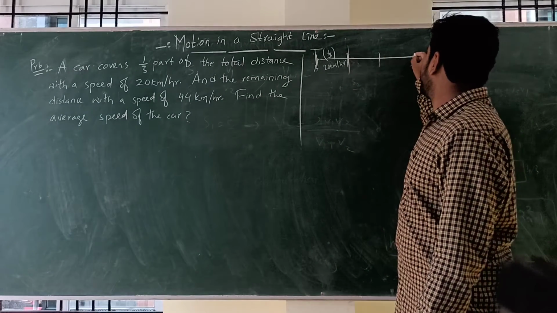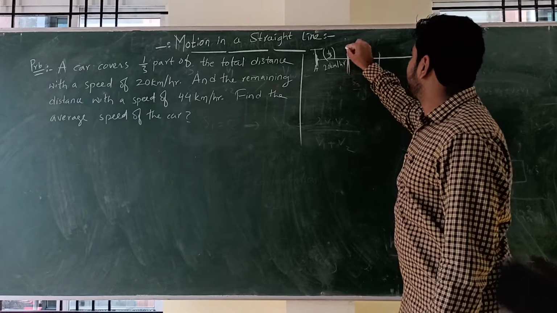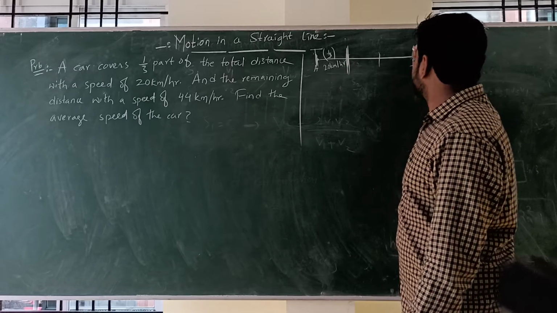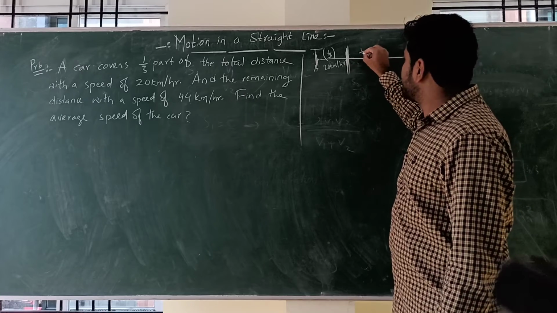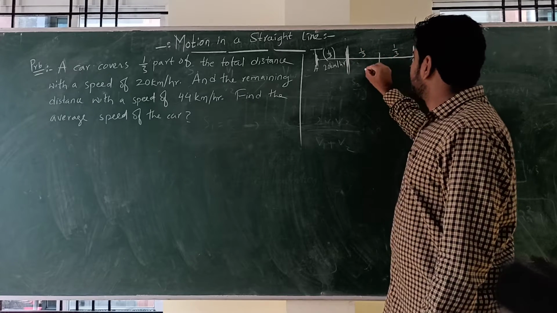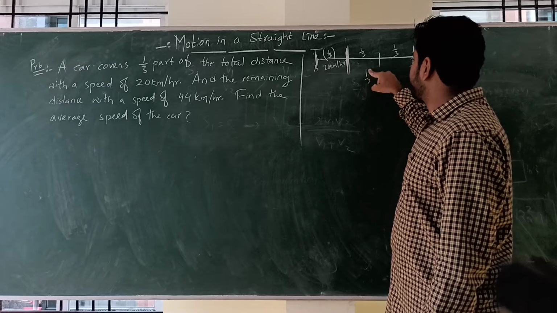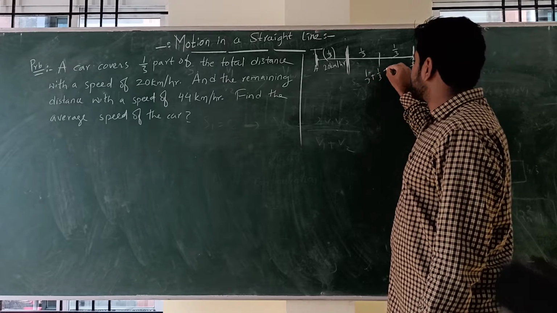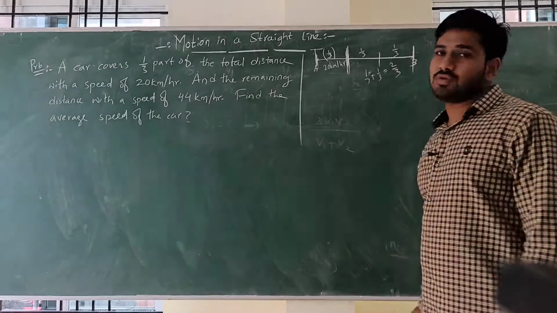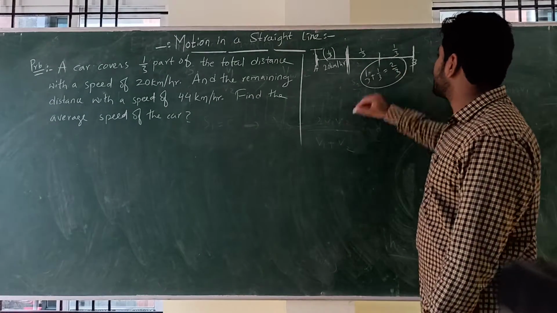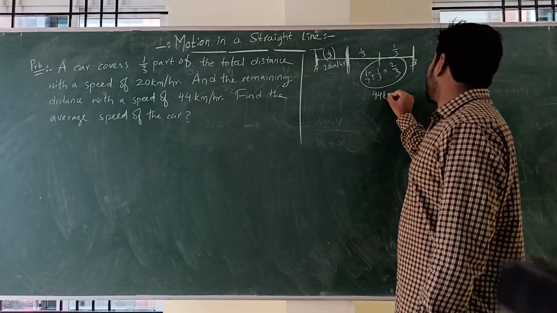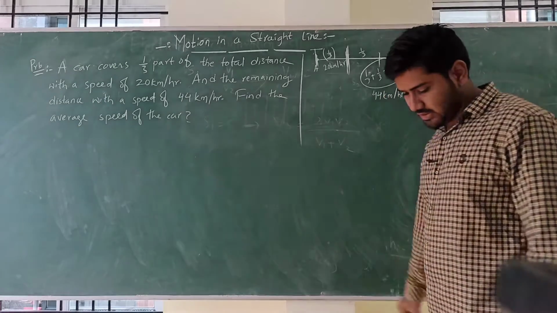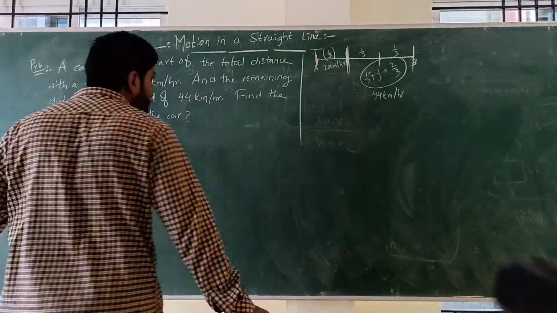The remaining distance is from here to here. This is also 1 by 3. So 1 by 3 plus 1 by 3 is 2 by 3. So 2 by 3 of the distance the car is covering with a speed of 44 km/h. I think you understood this.